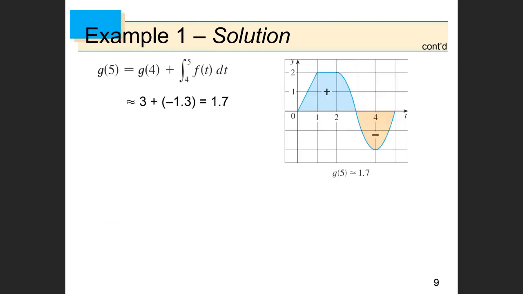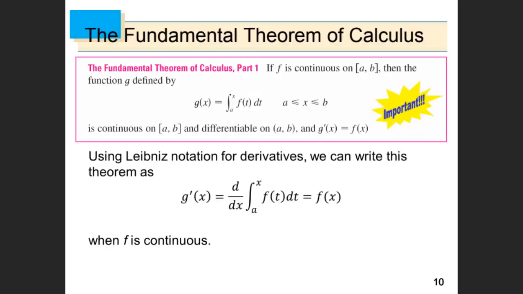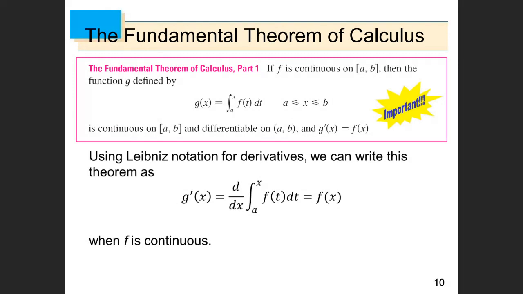Similarly, if you find g of 5, you're going to say g of 4, which is 3, plus, again, you need to add the area of this remaining piece here, which is also negative. You see, we approximate it to minus 1.3 again, and you see in total you have 1.7. So what have we observed? That when you get to g of 5 here at the end, you end up taking this whole area there minus this whole area here. All right. Very, very important fundamental term calculus.